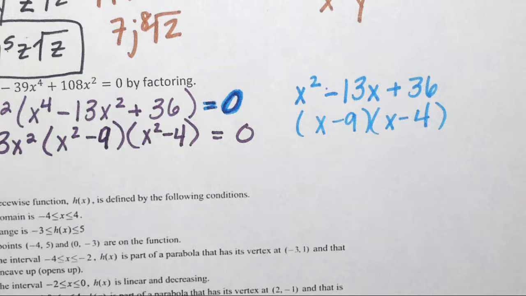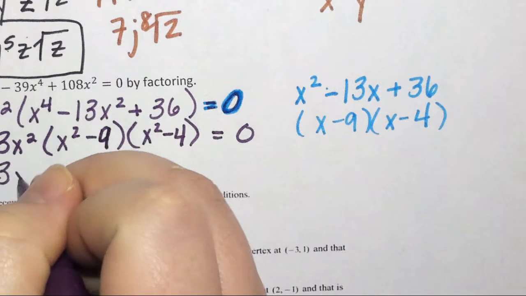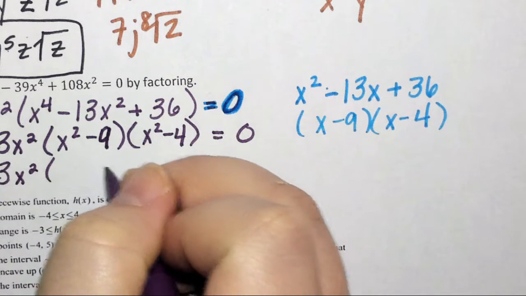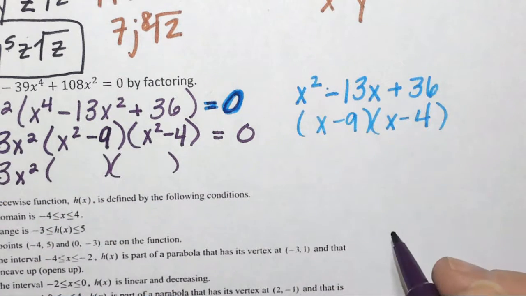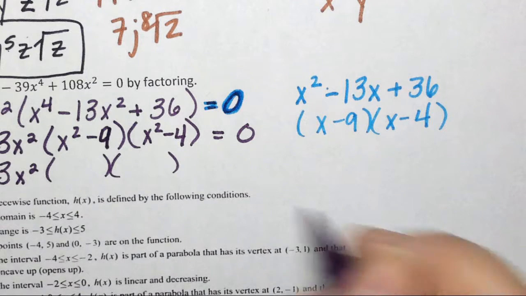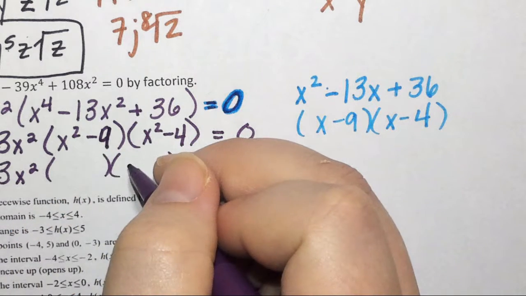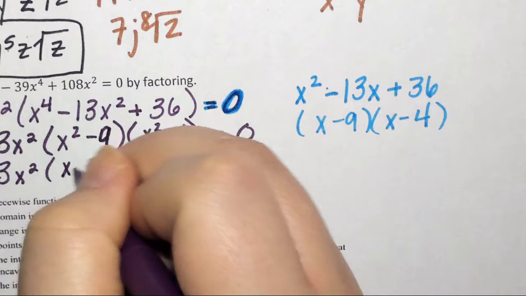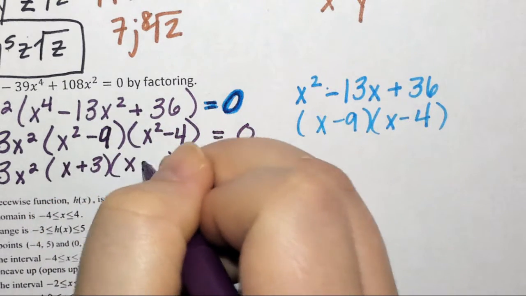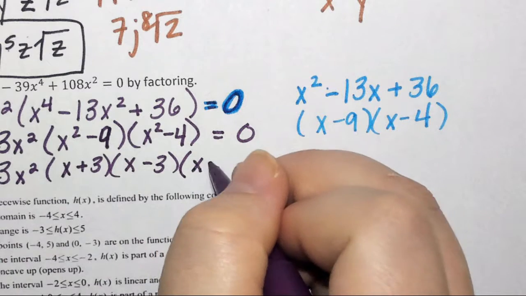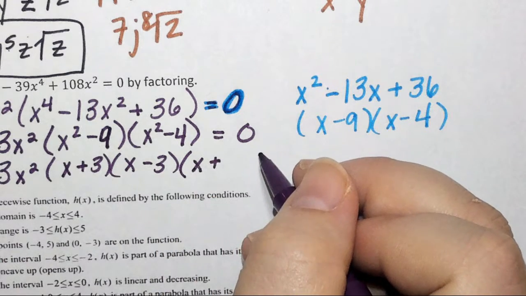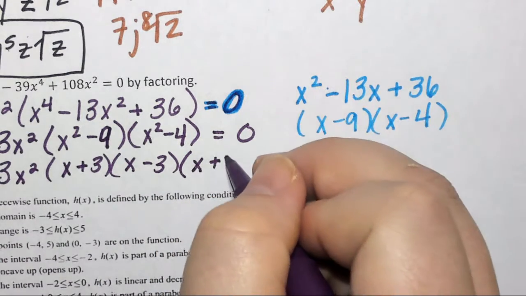Okay, but we're still not done factoring. We've got the 3x squared. He's good to go. But that x squared minus 9, I can break up. What can I break it up into? Okay, I heard it first from Jax. We'll give him the point. What about the other? I'll give it to all of you this time. 2, 4, and 5.